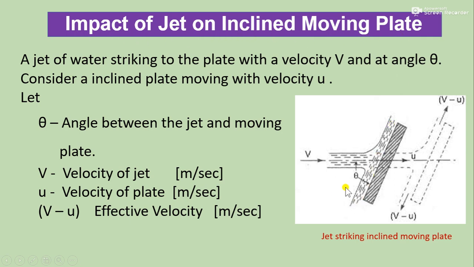So here is a diagram in which you can see a jet of water striking the plate at a velocity v at an angle theta. Let theta be the angle between jet and plate, v the velocity of jet, u the velocity of plate in the direction of jet, and v minus u the effective velocity.